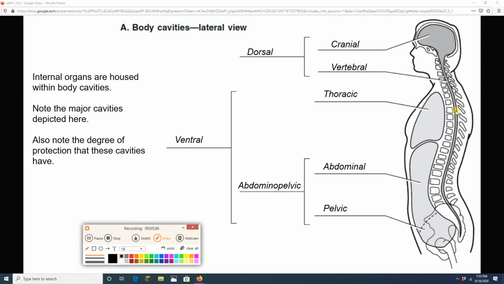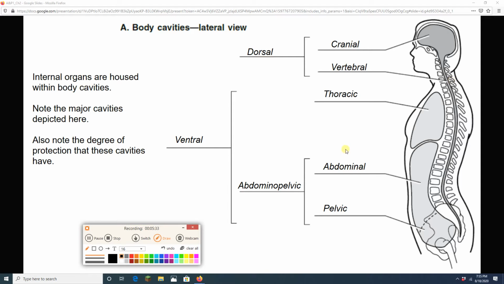Now, this dorsal body cavity is one continuous part, but it is functionally separated into two regions. There's the skull part where your brain is. That's the cranial cavity. Then there's the part within your vertebrae, and it's the vertebral cavity where, of course, you'd find your spinal cord. So that's the posterior or dorsal body cavity.